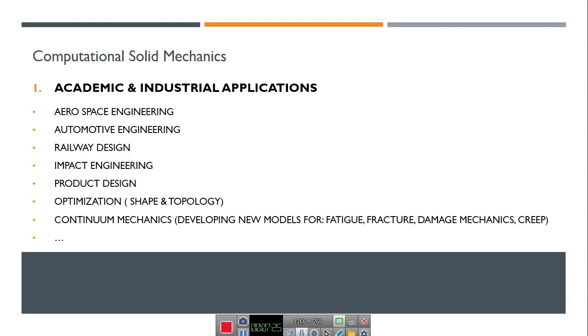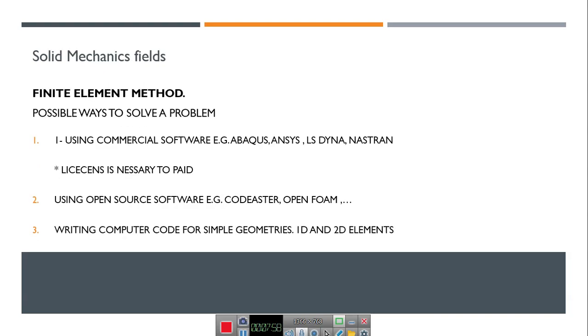Also, other applications of computational solid mechanics in academia and industry are related to aerospace engineering, automotive engineering, railway design, impact engineering, product design, and also optimization, shape optimization and topology optimization techniques, and also to develop new material models in continuum mechanics, for example in fatigue, fracture, damage mechanics, and creep.